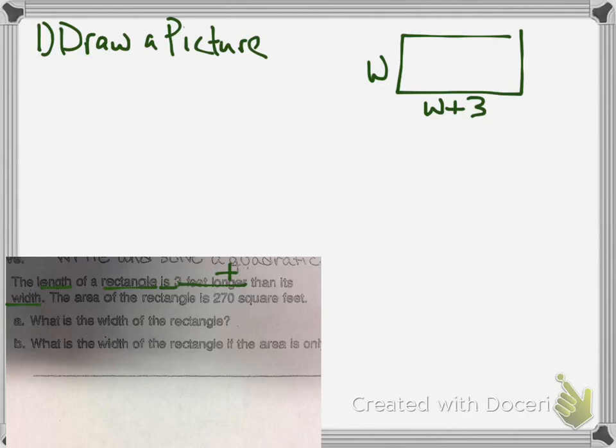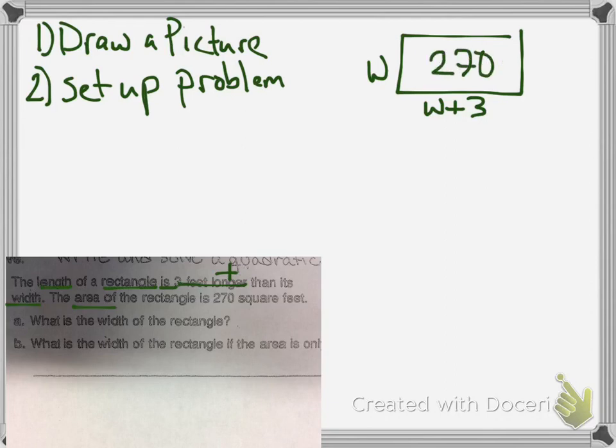Okay? And then we're talking about area, and how do we get area? So now we start trying to set up the problem. So you've got this picture, now you want to set up the problem. I know the area is 270 square feet, but how did I get that? I got that by multiplying these two. So I'm going to multiply W times W plus 3.